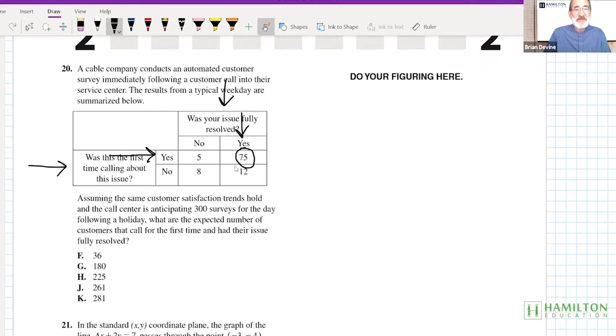So people that answered yes to both the questions. Now, this is 3/4 of all of the people that are here, because this adds up to 100, about 102. So what we want then is 3/4 of 300, which would equal 225 people. So H is your correct answer.